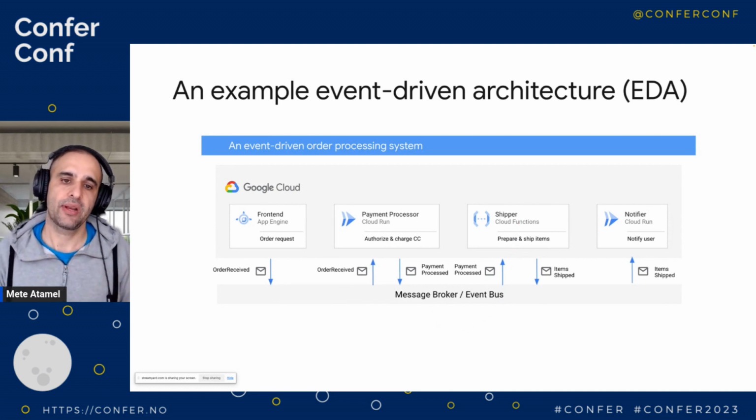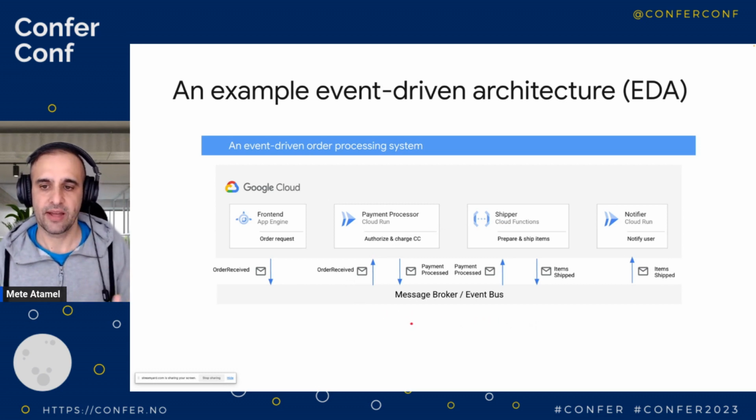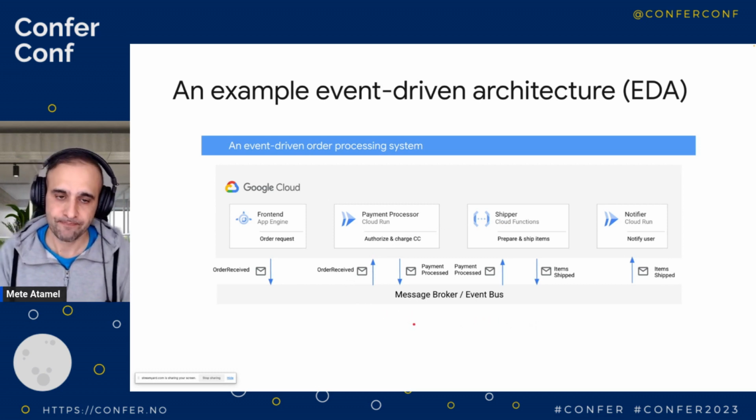But the key point here is that these services are independent. They don't know about each other. They don't call each other directly. They just communicate indirectly using different events. And the message broker is the one orchestrating this and figuring out what event needs to go where, okay?